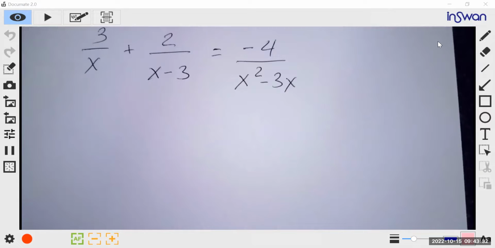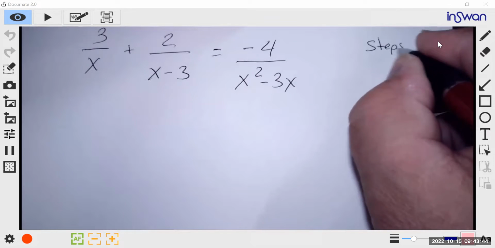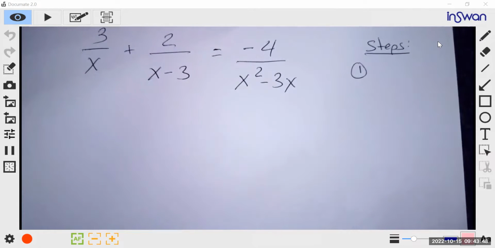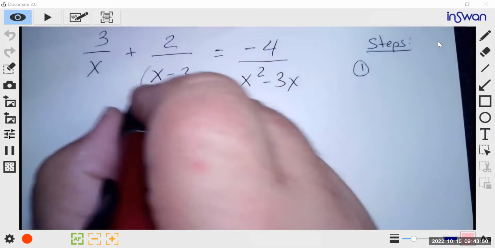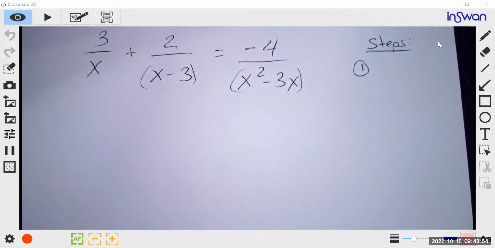Now things change a little bit. Your steps have now changed. The first thing you have to do, whenever you have equations on the bottom or on top with x's, put parentheses around them, because they have to stay together. You can't split those up.